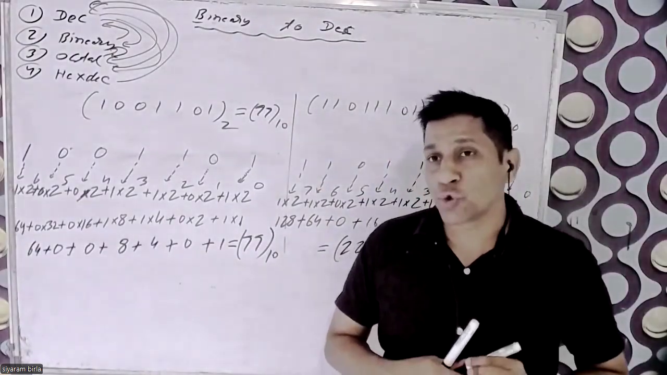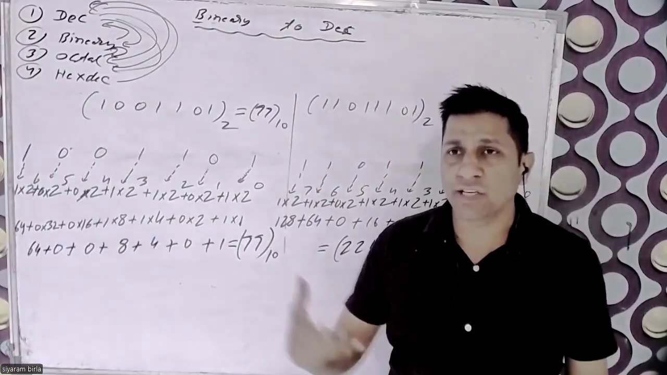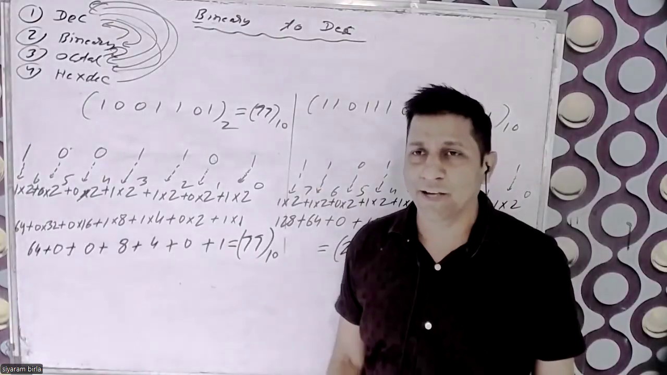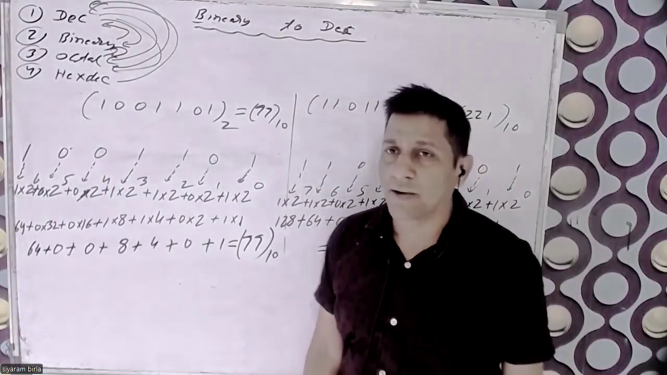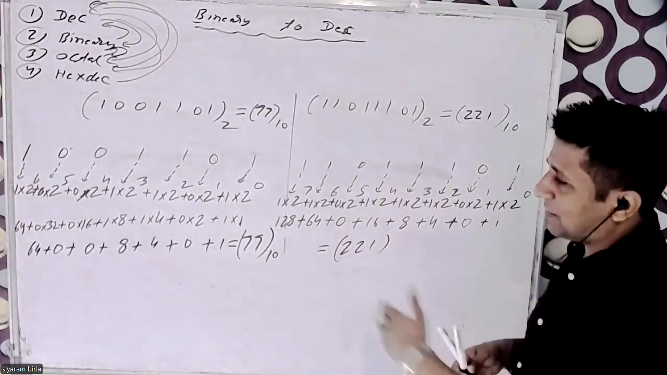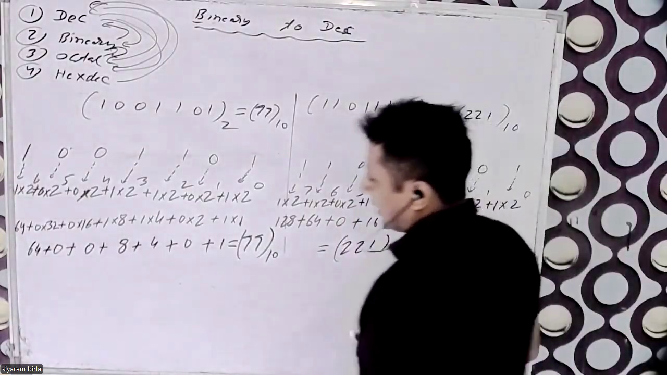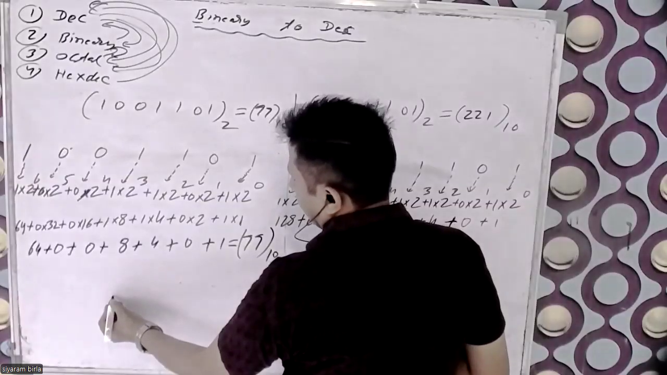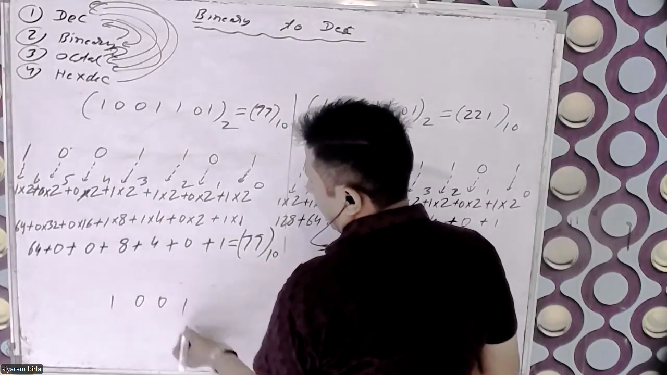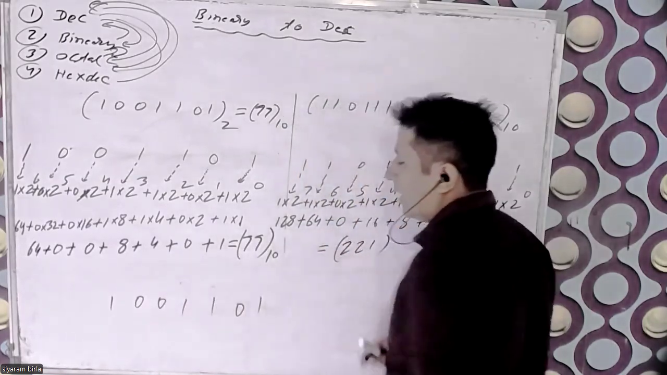So let me explain the shortcut method, which is very easy in the subnetting part. It will become very easy in the subnetting. So let me make a very easy method for you. Whatever binary numbers you have, you can just mention here: 1 0 0 1 1 0 1.